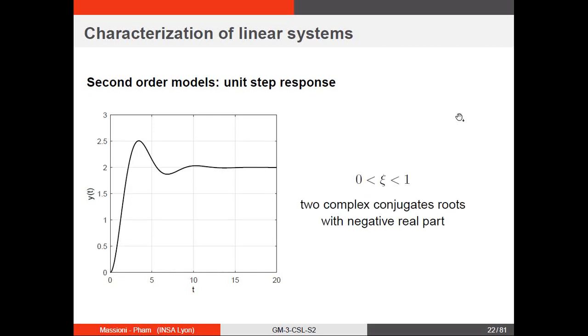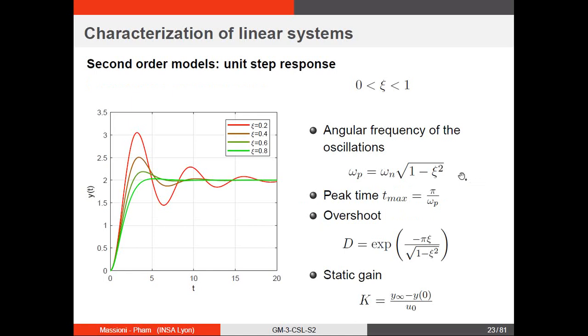If psi is between 0 and 1, you will have a step response which might have some oscillation, corresponding to two complex conjugate roots for the denominator. Let's look a little more in detail at what happens exactly. The angular frequency of this oscillation can be computed as a function of omega n and psi with this formula. The oscillation is damped down. There is a peak time that you compute with this formula, and the overshoot can also be computed with this formula as a function of psi.